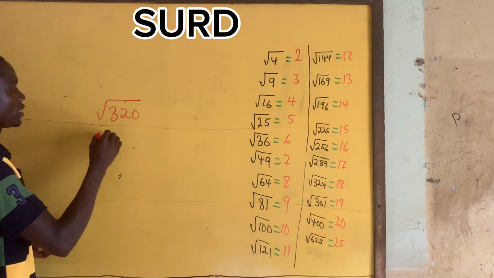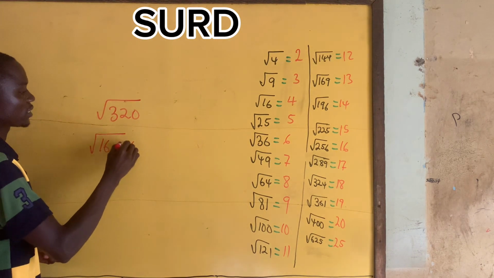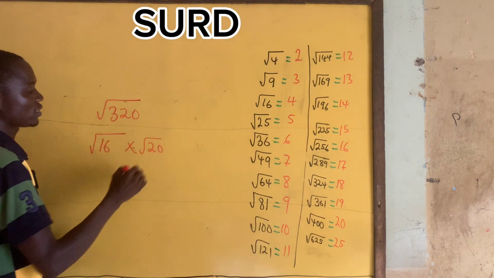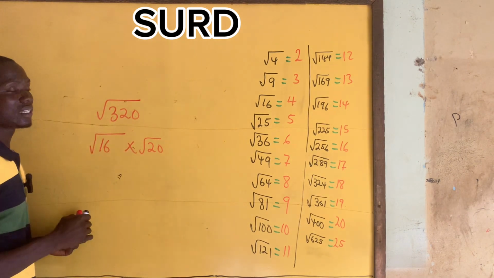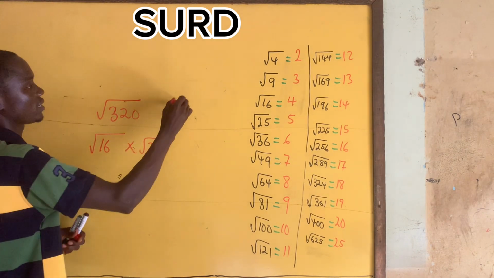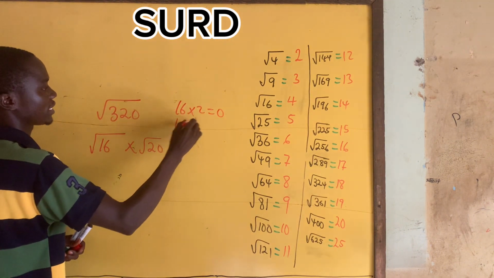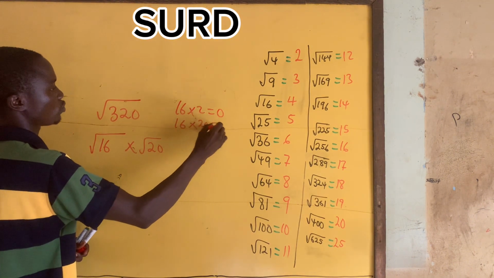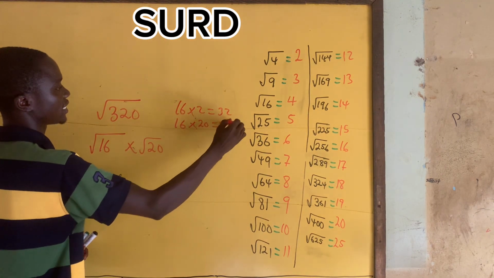So now, if we are using 16, we will have 16 times root 20. Because 16 times 2 is 32. So 16 times 20 will give us 320. Look at this: 16 times 2 is equal to 32, so 16 times 20 will give us 320. Then this 0 comes.